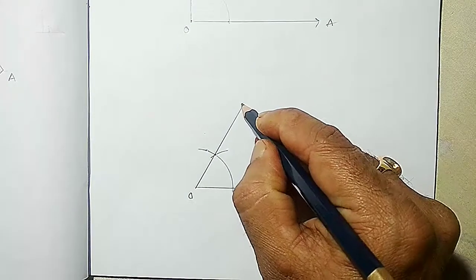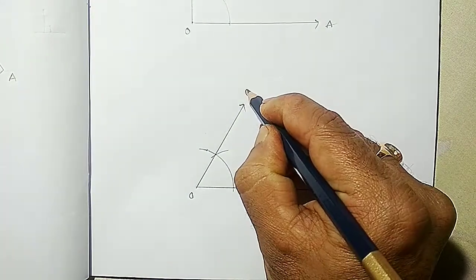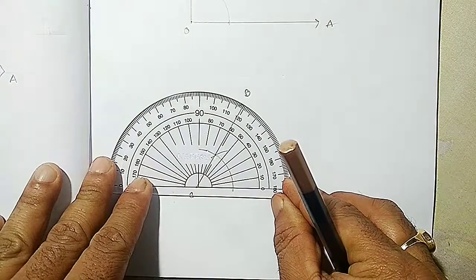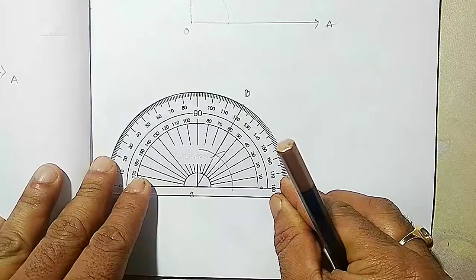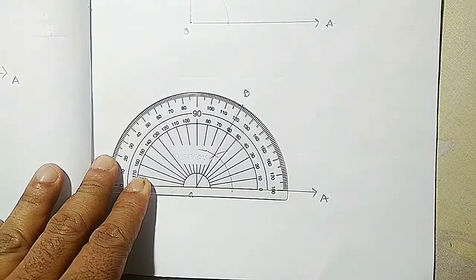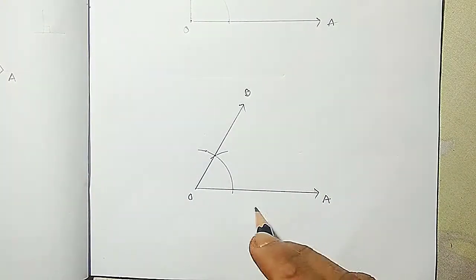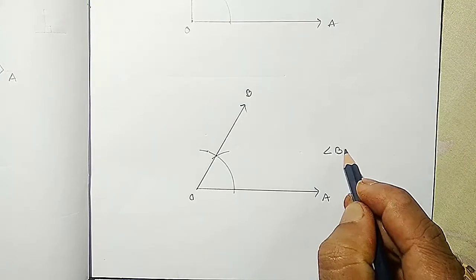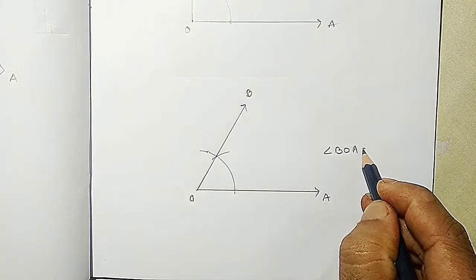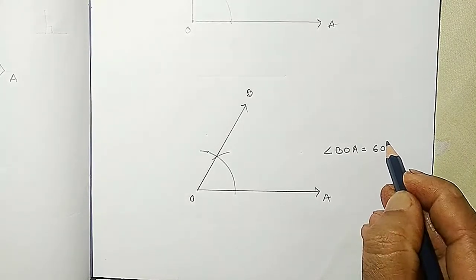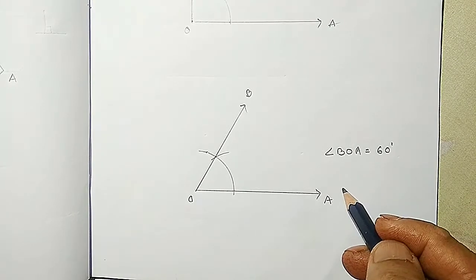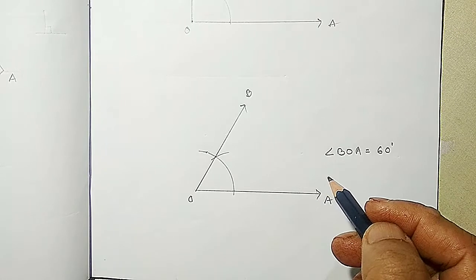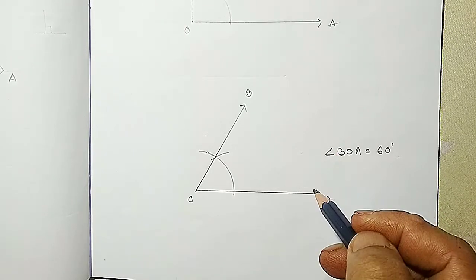Okay. Suppose this ray be B. Then if I measure the angle, it should be 60 degrees, and as you can see, it is also exactly 60 degrees. Clear? This is how we have to draw 90 degrees and 60 degrees. Here you can write angle BOA equals 60 degrees, because without knowing 60 and 90, you cannot draw the angles which are given in your textbook. Okay, I hope 90 degrees and 60 degrees are clear.